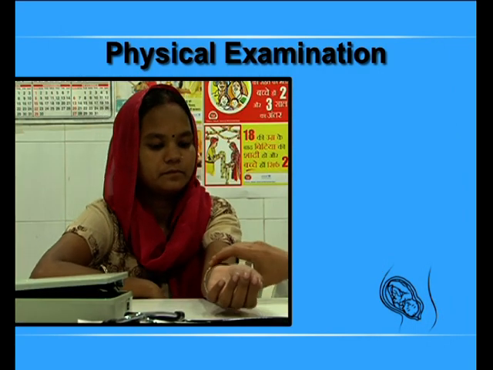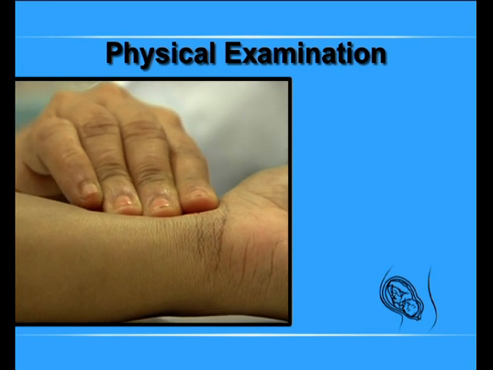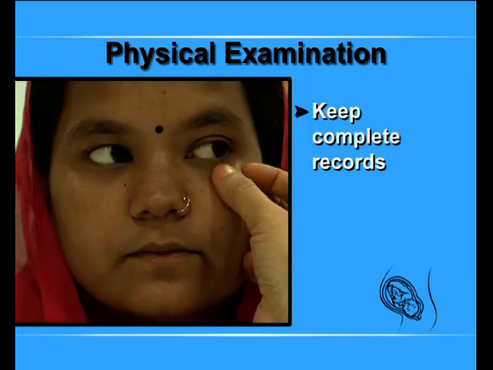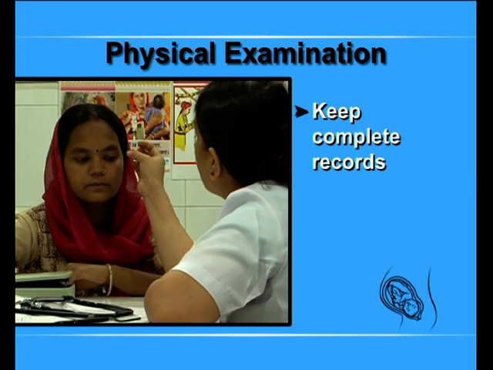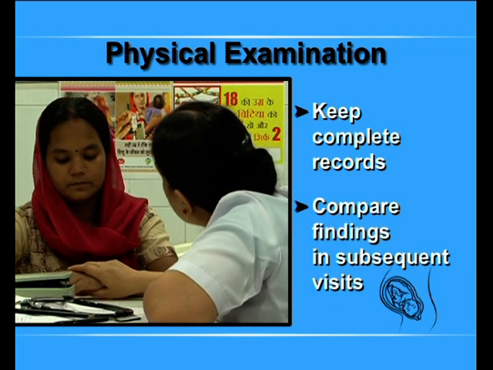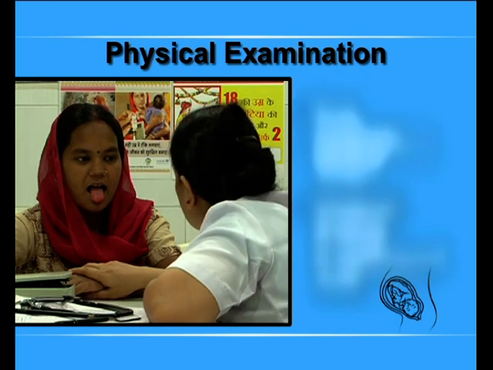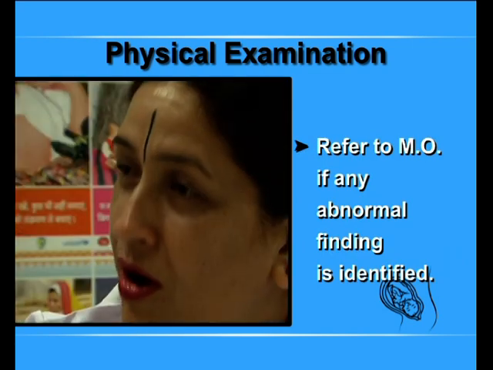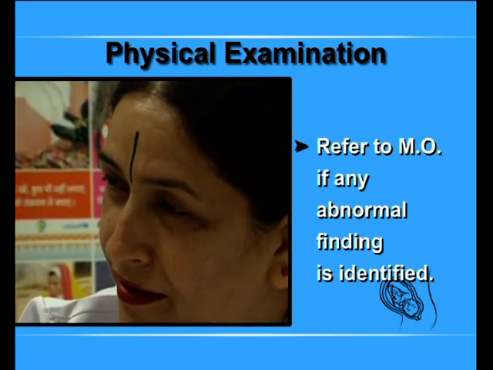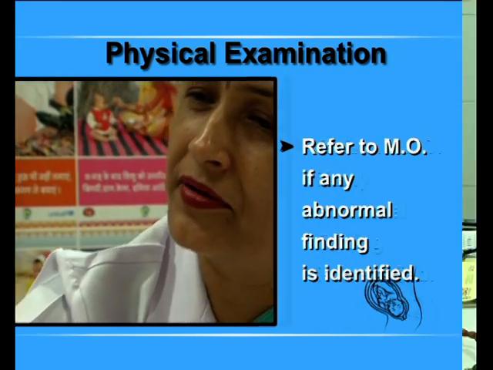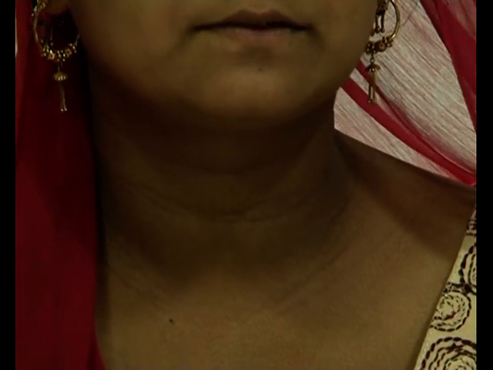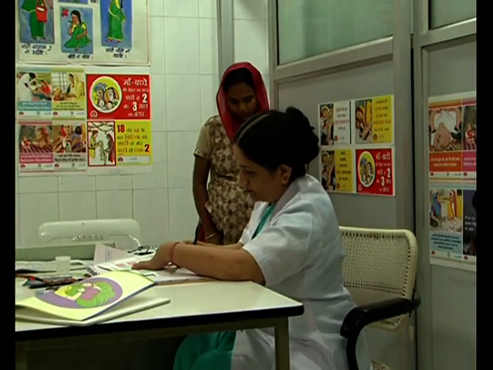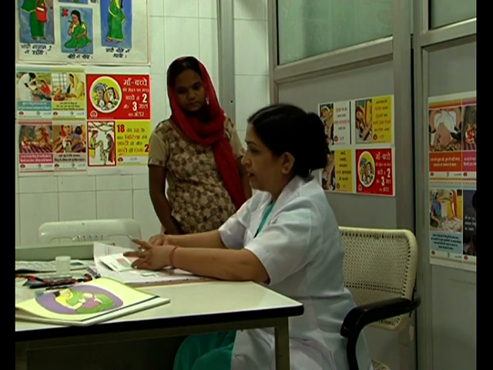The physical examination can be done now. This activity will be repeated at every antenatal visit. So remember to keep a proper record and compare findings. If any of the parameters indicate the need for referral, do so without delay. Also, check for signs of thyroid enlargement. The next important task is the examination of the abdomen and breasts.